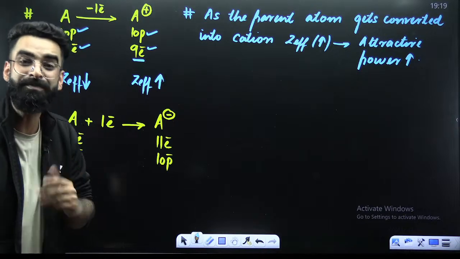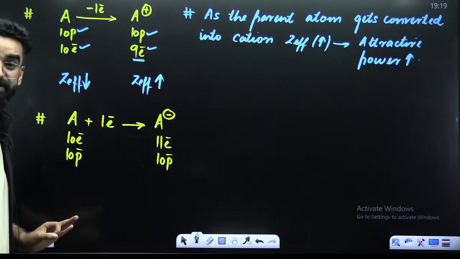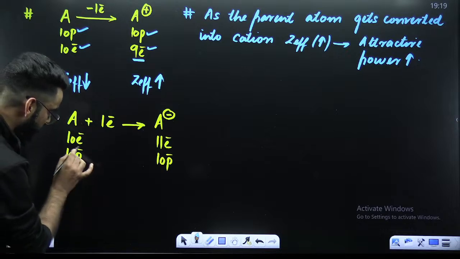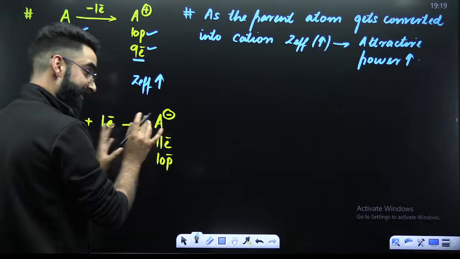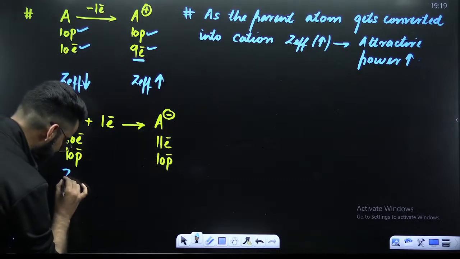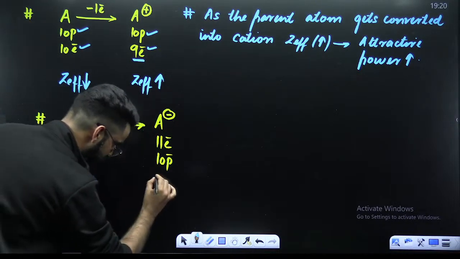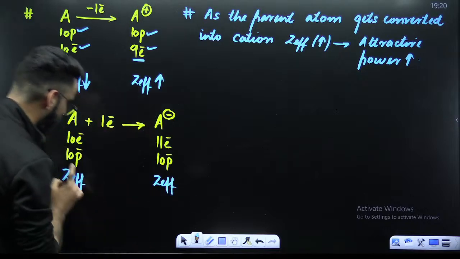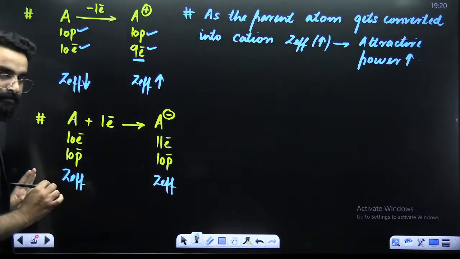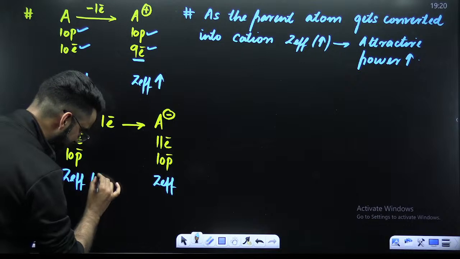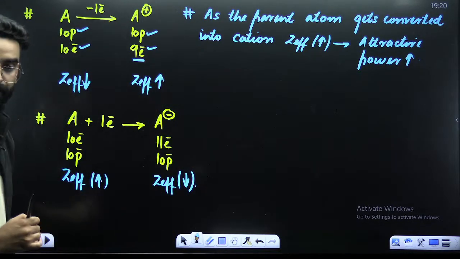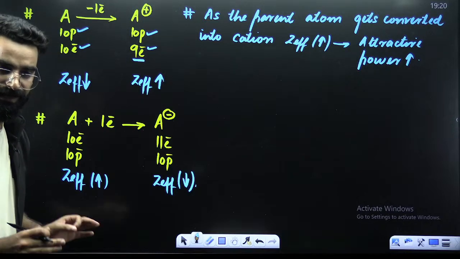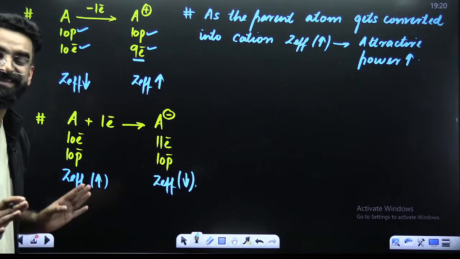Okay. What does it mean? Indirectly, I will say over here 10 protons were holding 10 electrons, but now the same 10 protons are holding 11 electrons. I'll say effective nuclear charge. If you compare the effective nuclear charge of A and A negative, the effective nuclear charge of A will be more than that of A negative. Right? Correct? Is it simple, guys?